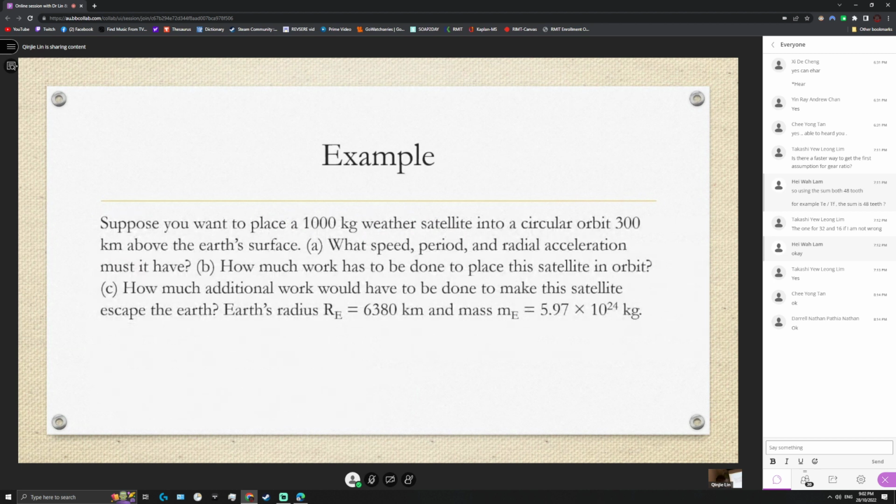Let's look at this example. Suppose you want to place a 1000 kg weather satellite into a circular orbit 300 km above the Earth's surface. What speed, period, and radial acceleration must it have? How much work has to be done to place this in orbit? And how much additional work will have to be done to make this satellite escape the Earth? So 3 parts.